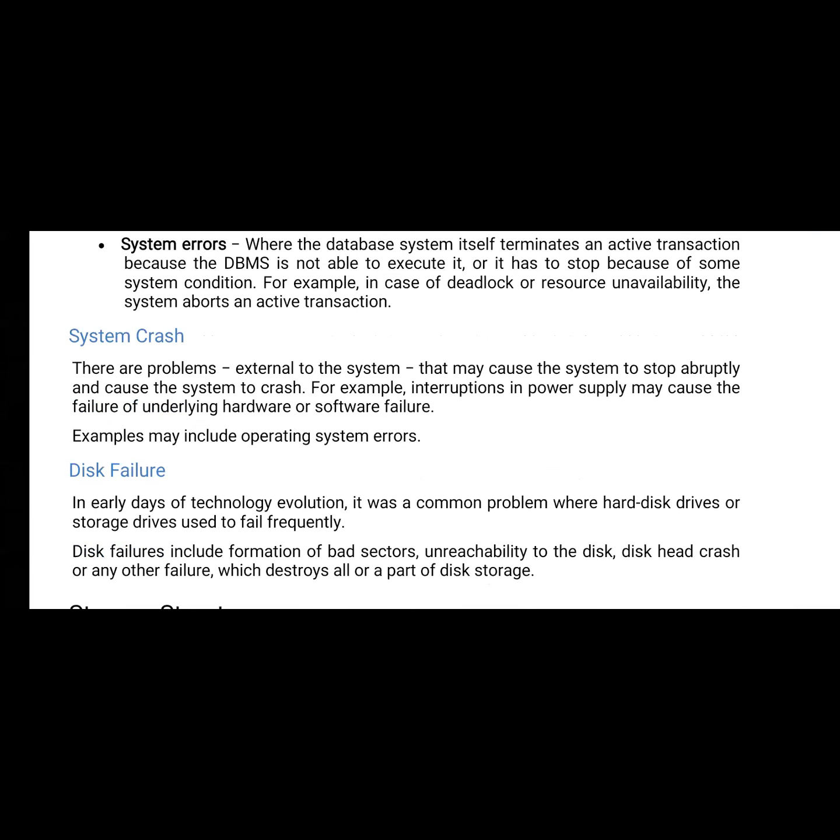There are problems external to the system that may cause the system to stop abruptly and crash. For example, interruptions in power supply may cause failure of the underlying hardware or software. In some situations there are problems with power failure, in some situations software failures, or in some situations hardware failures. Whatever the problem may be, the system will automatically crash here.